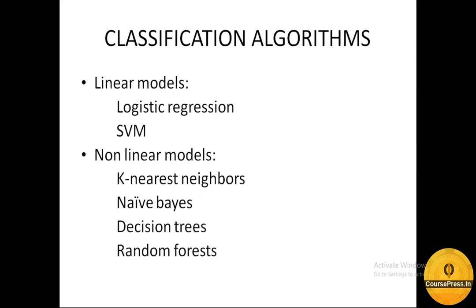The different algorithms used for classification are logistic regression, SVM, k-nearest neighbor, naive Bayes, decision trees, and random forest. As we see, decision tree and random forest were present in our regression problem as well. This is because these algorithms can do both classification problems as well as regression problems. Now, in logistic regression, even though the word says regression, it is a classification algorithm.